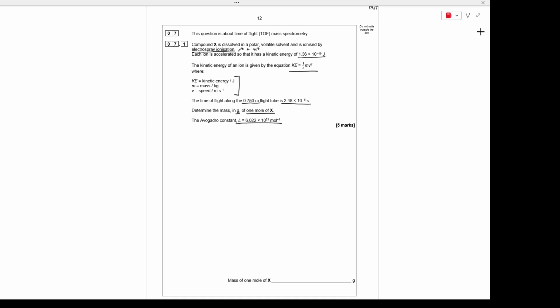So first of all, we're going to be working out the mass. So let's maybe rearrange the equation first. We have KE is equal to half mv squared. Therefore, if we times both sides by 2 and divide by v squared, we'll get that m is equal to 2KE all over v squared.